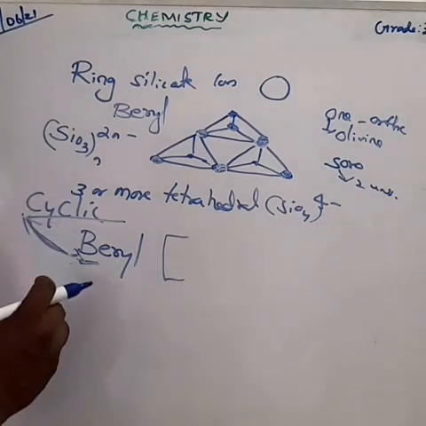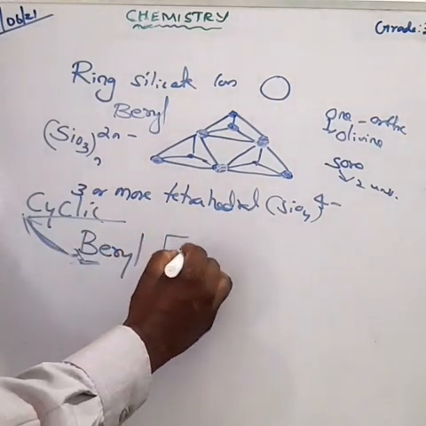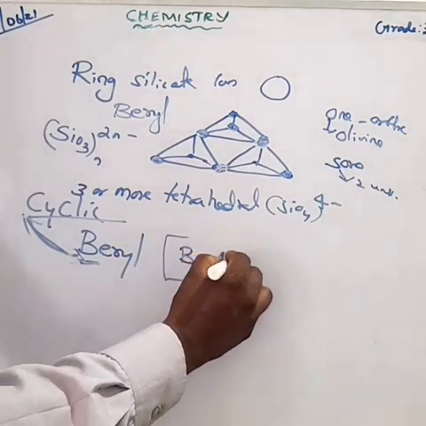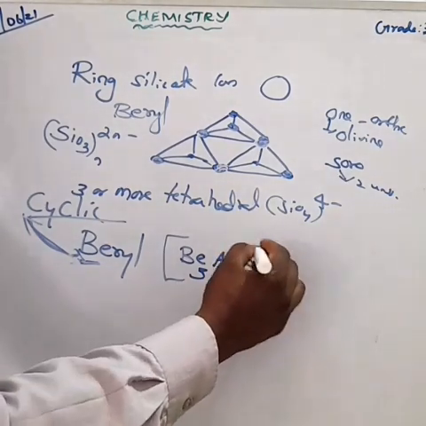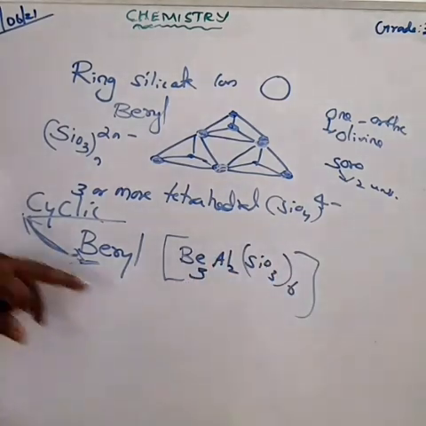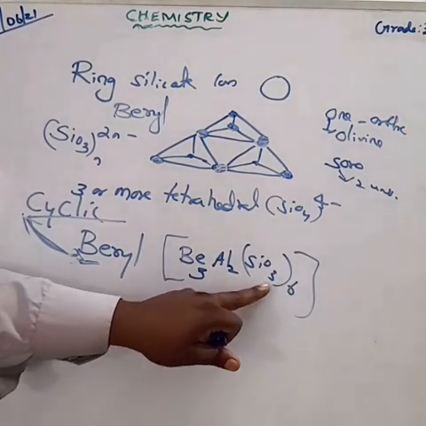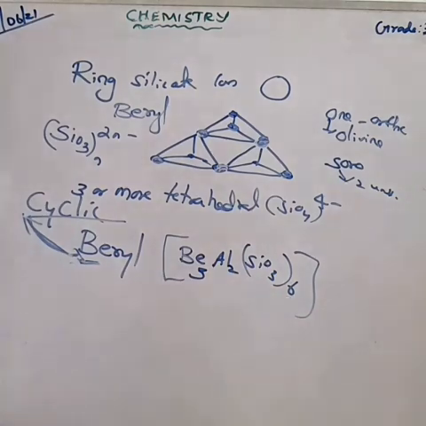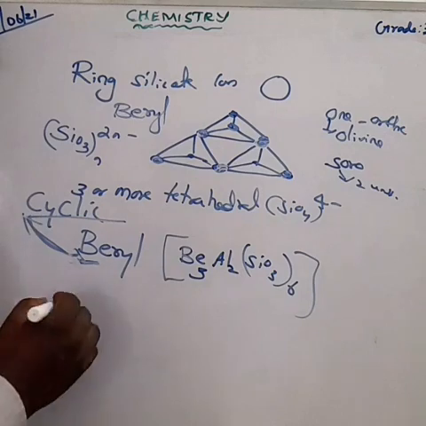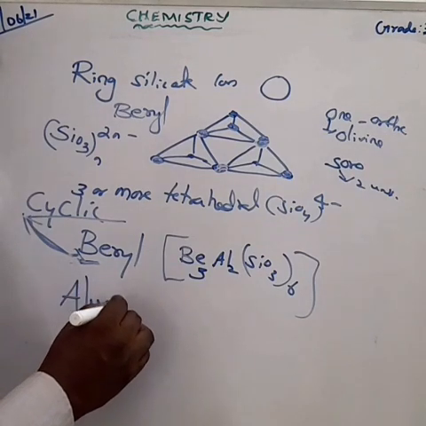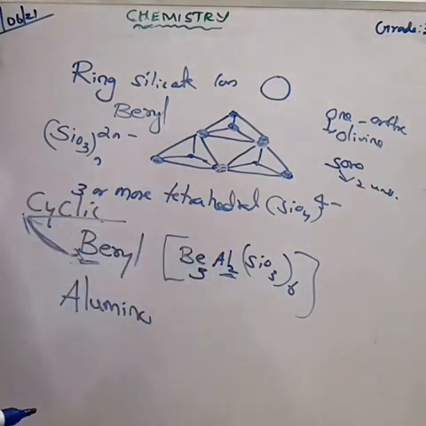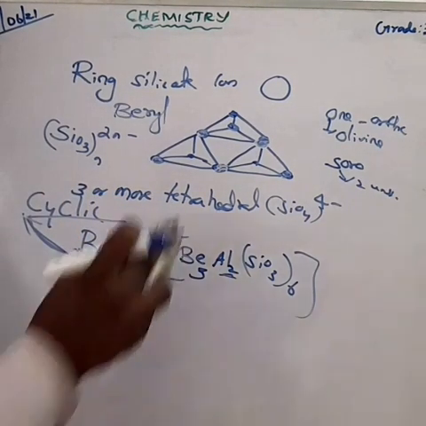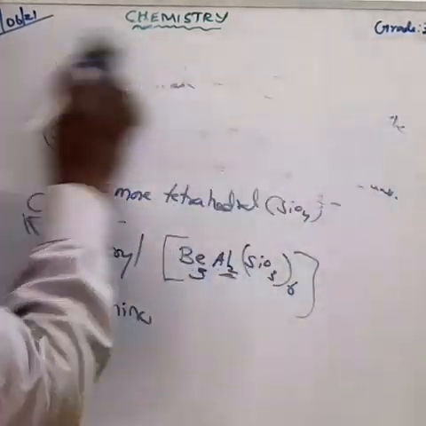Anyhow, what is the formula of beryl? Be3Al2(SiO3)6. What's the formula? Be3Al2(SiO3)6. This is one of the aluminosilicates. Alumino, because it has aluminium. Am I right? The aluminium is surrounded by 6 oxygen atoms. That's the reason. Octahedrally.